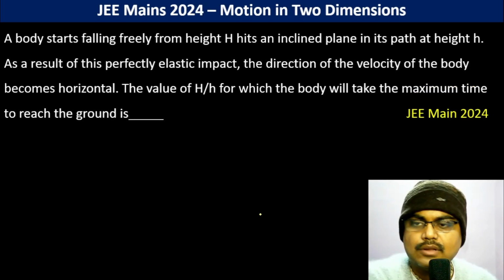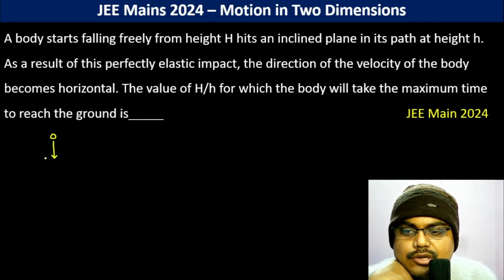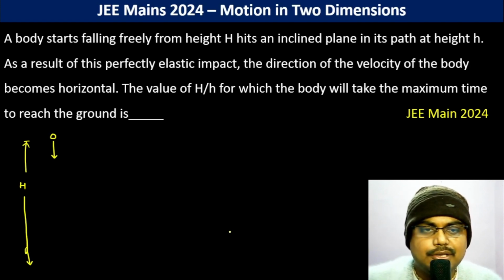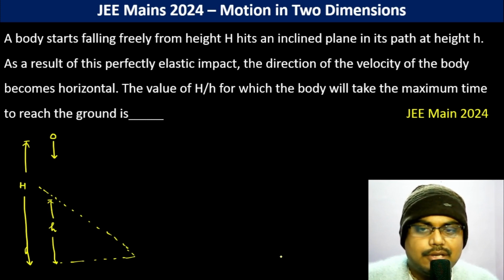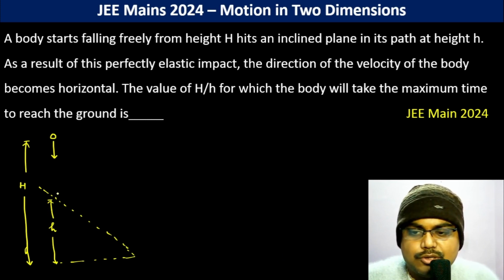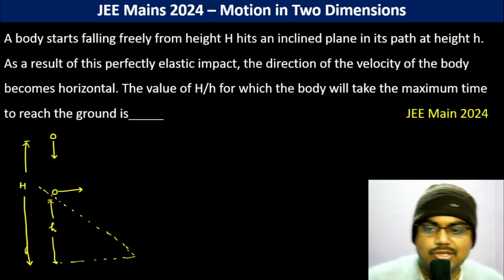Thank you. A body starts falling freely from a height h. Okay, so from here it is falling, and this is height h. It hits an inclined plane in its path at a height h. And from here it hit this inclined plane, and where did it hit? At the height of h. As the result of this perfectly elastic impact, the direction of the velocity of the body becomes horizontal. Okay, so after this the body goes horizontal. The value of h by h for which the body will take the maximum time to reach the ground.